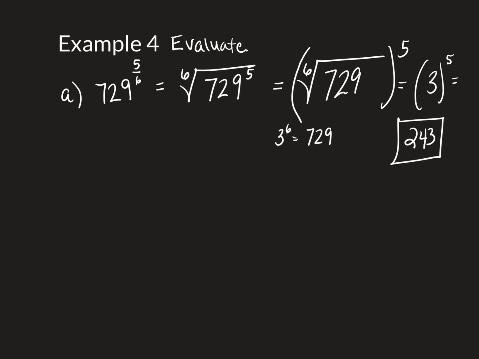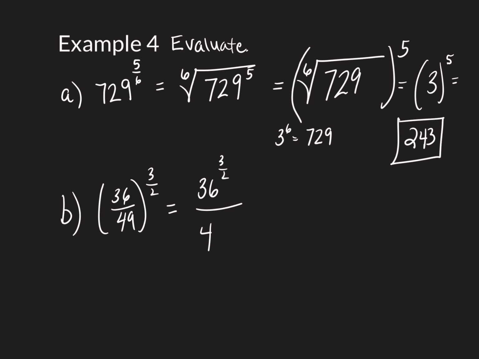Now we're going to do 36/49, letter B. We're going to do 36/49 to the 3/2 power. Okay, so first thing I'm going to do is do my power of a quotient. 36 to the 3/2 divided by 49 to the 3/2. And then I'm going to write that as the square root of 36 to the 3rd power divided by the square root of 49 to the 3rd power.